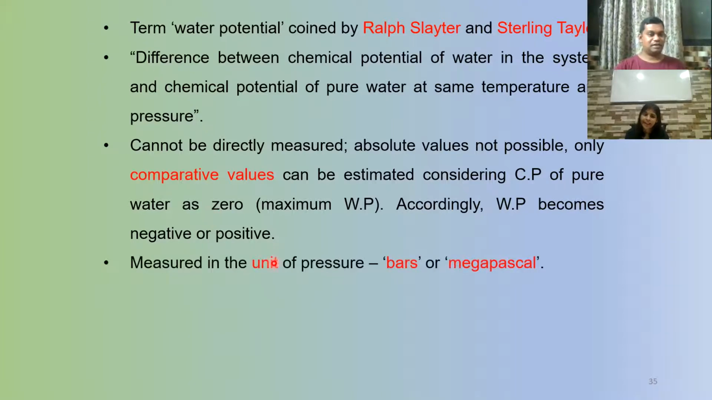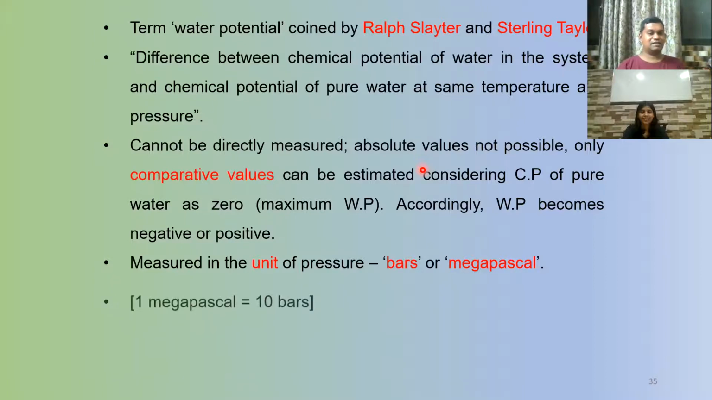It is measured in units of pressure. That's why in the earlier picture I showed you, the pressure values like -0.5 bars were written, right? That is the water potential in the soil, in the leaves, in the atmosphere. So water potential is measured in either bars or something called megapascal.